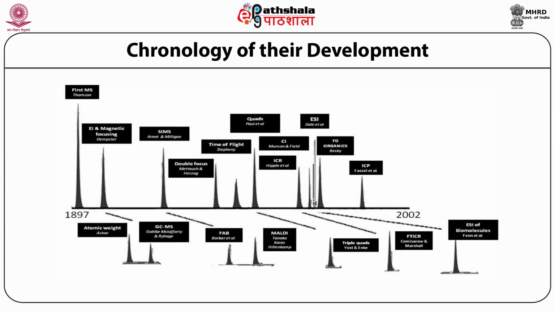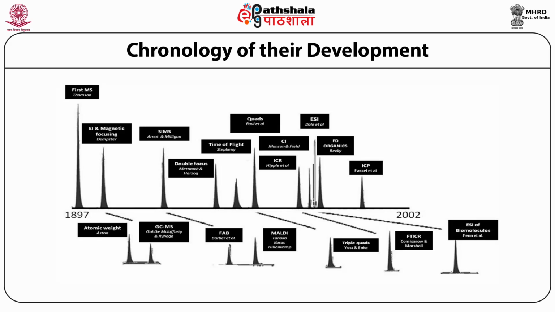This picture shows the chronology of the developments in mass spectrometry. What you see to the left is the first mass spectrometer, in 1897, from J.J. Thomson's experiments. And towards 2000, you see the development of electrospray ionization, triple quadrupoles, MALDI-TOF, and ICP, ESI, all developed. The soft ionization technique, that is electrospray ionization, has given versatility to this mass spectrometer, where we can use a liquid which can be converted into a gaseous state, and the molecules can be ionized.